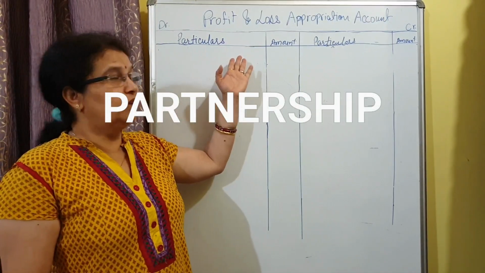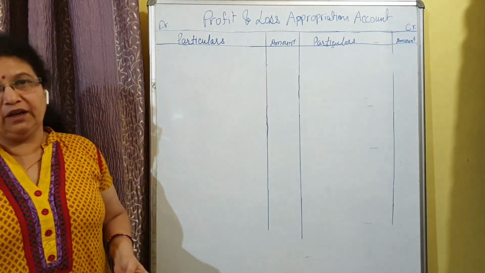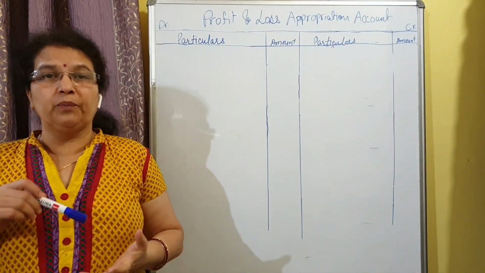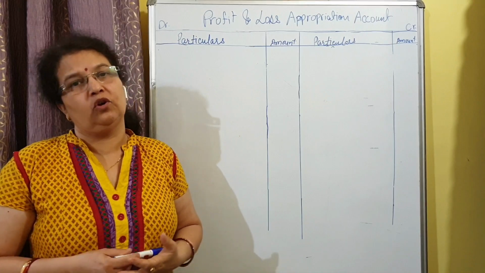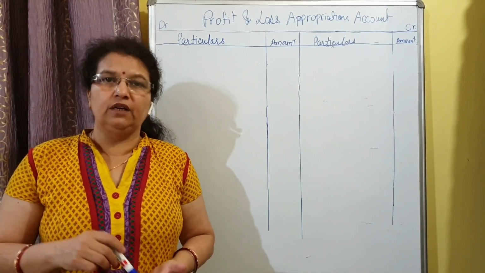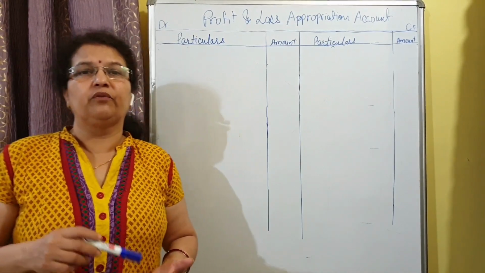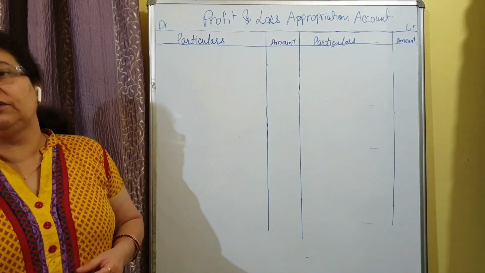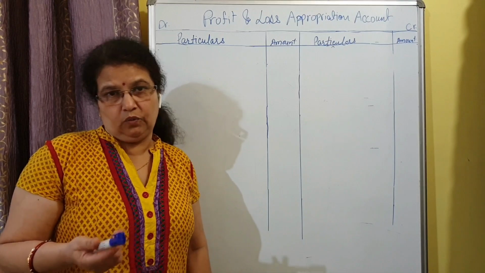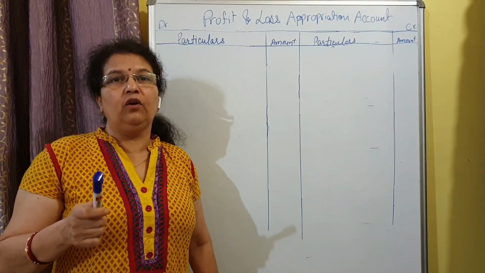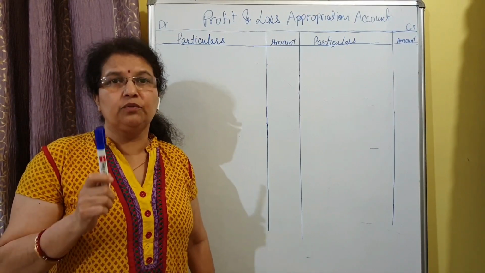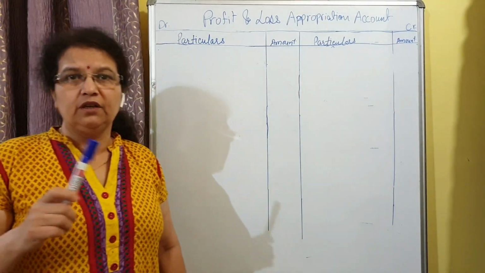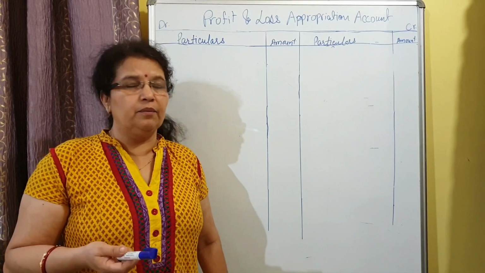Now the second part of this chapter is the profit and loss appropriation account. The profit and loss appropriation account is prepared after making the profit and loss account. You all know that in final accounts we prepare the trading account, profit and loss account, and balance sheet. You have studied final accounts in class 11th. So after making the profit and loss account, the profit should be distributed among the partners in their profit sharing ratio or as per their agreement.